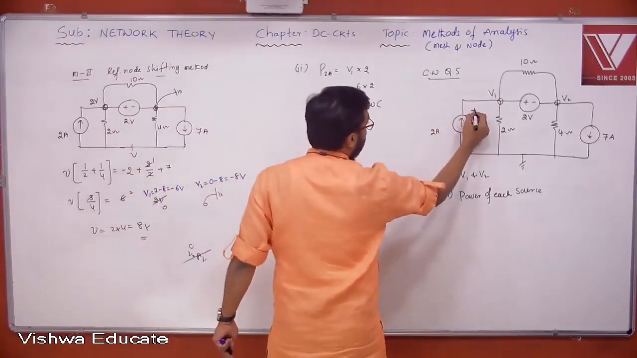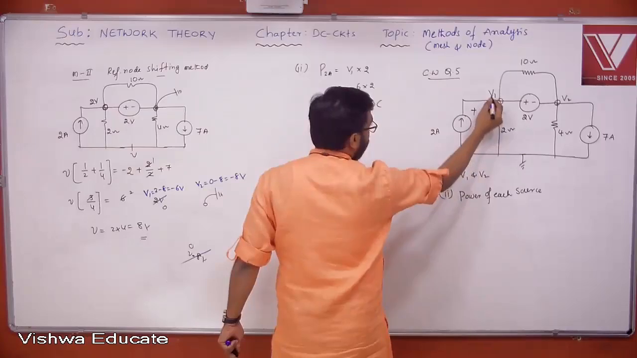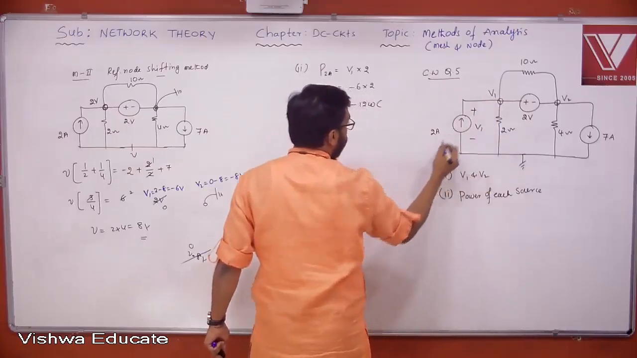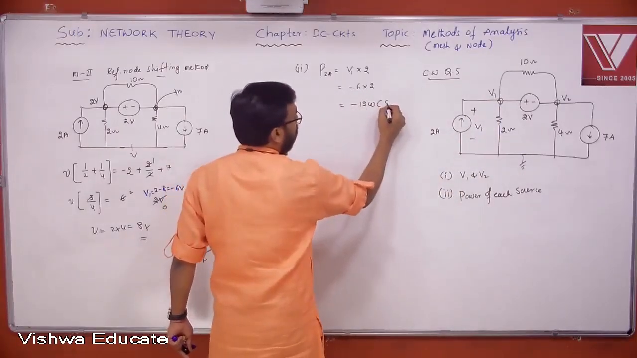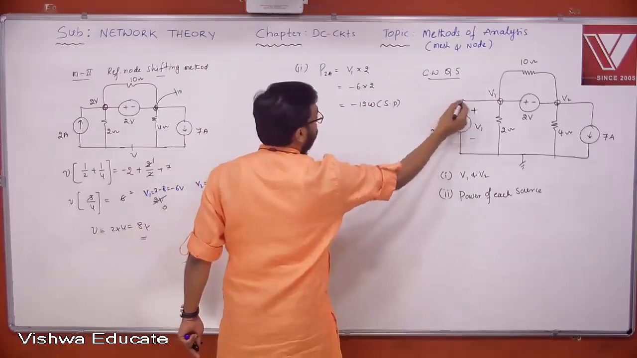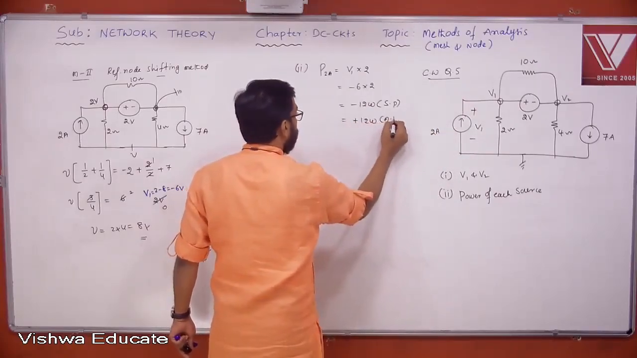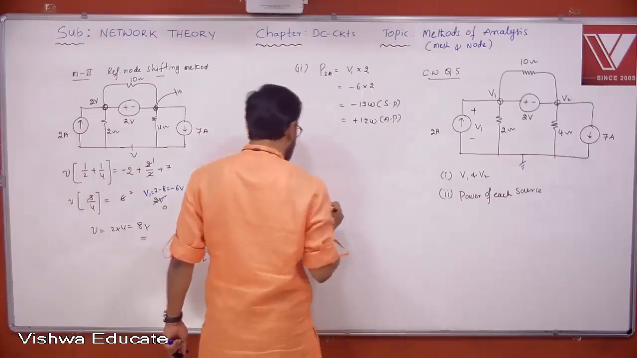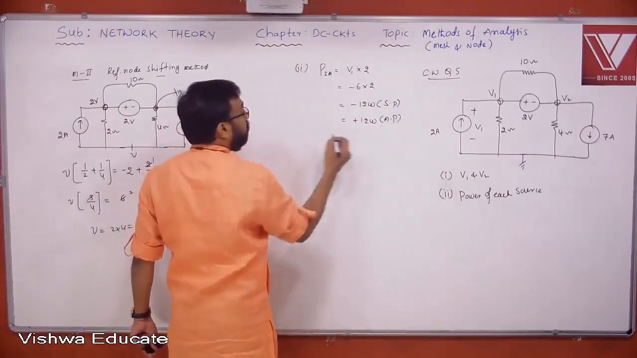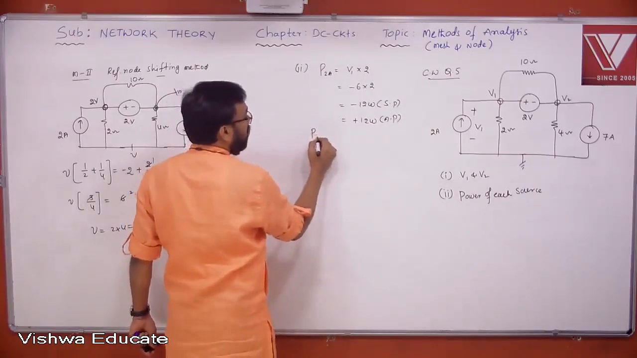Now V1 polarity is how it is going to be. Definitely V1 minus 0. That means plus minus, V1 into 2. Supplied power or absorbed power? Supplied, because current is leaving from positive. But plus 12 watt, how it looks like? Absorbed power. Okay. Next.